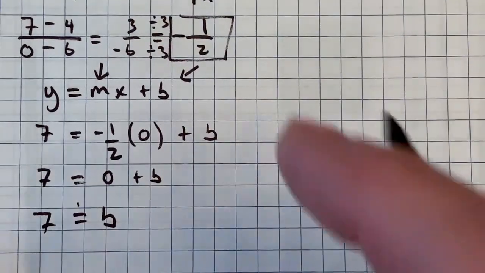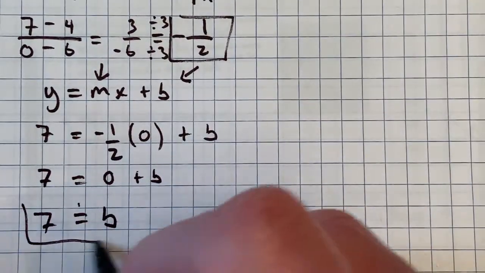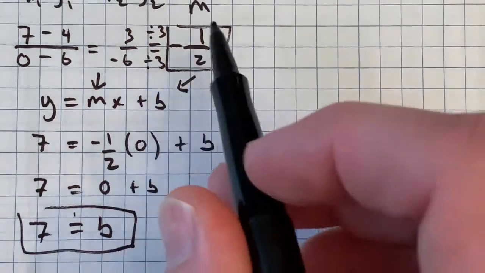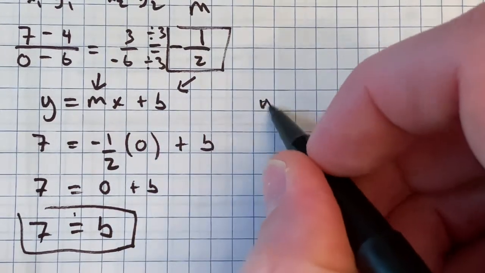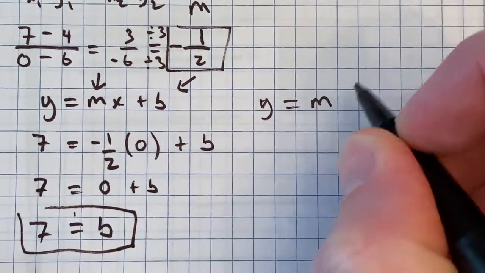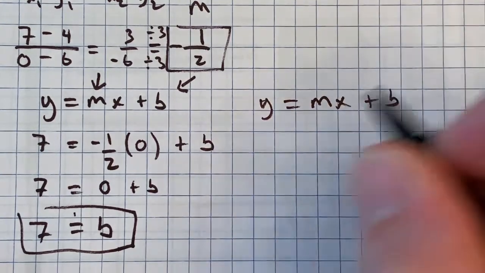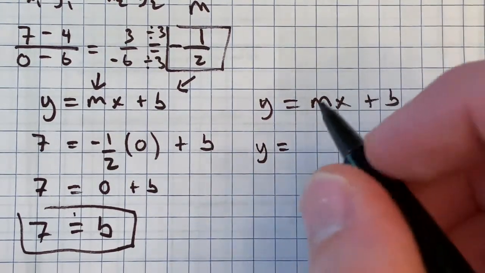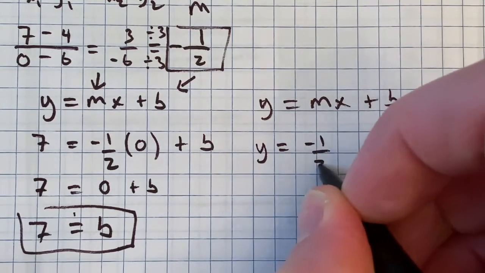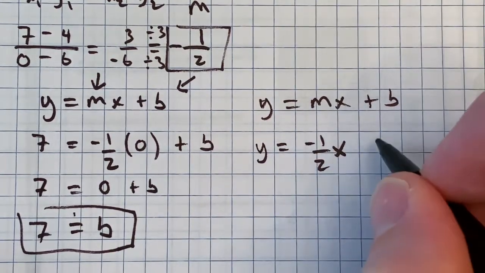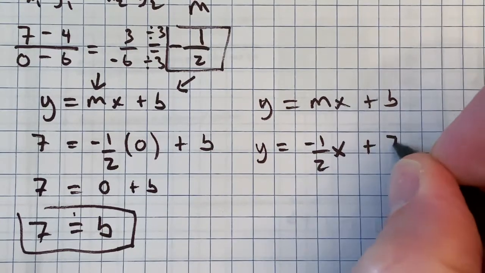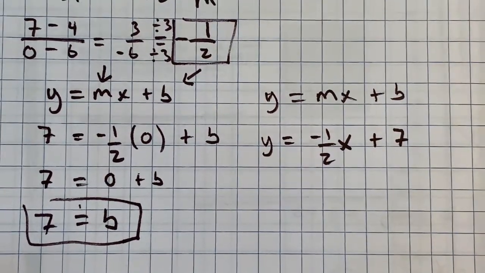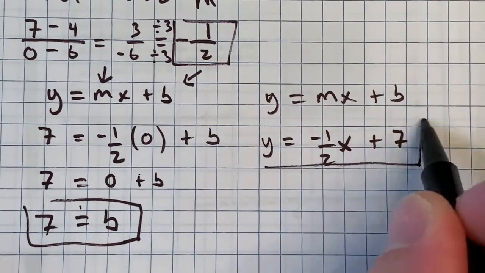The next thing we're going to do is write our equation. Now I have a b, and I have my m value. So I can take y equals mx plus b, and substitute in for m and b only. So I get -1/2 x, and then a positive 7. So that's the writing equation part, right?